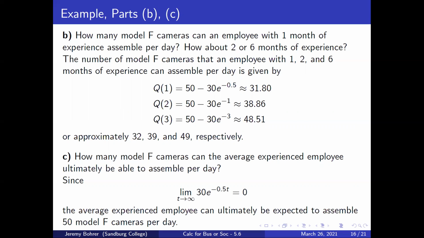How many Model F cameras can the average experienced employee ultimately be able to assemble per day? Since the limit as t approaches infinity of 30e to the negative 0.5t equals 0, the average experienced employee can ultimately be expected to assemble 50 Model F cameras per day.